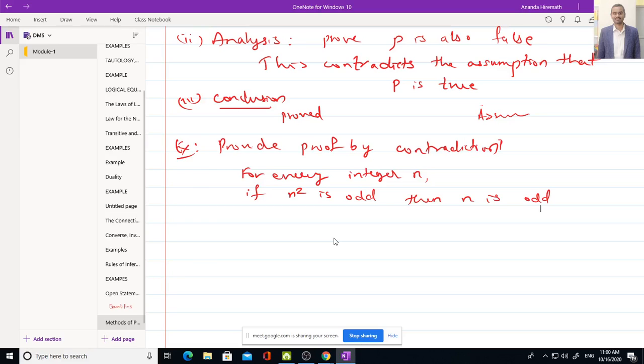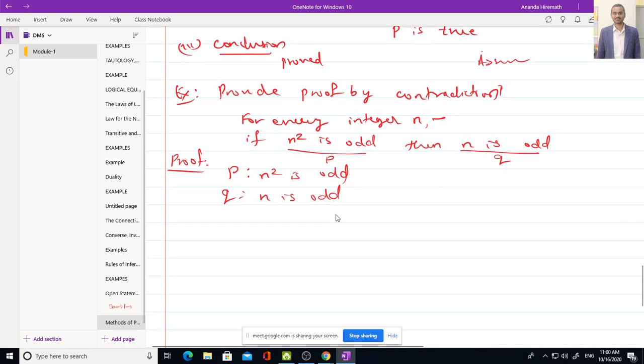Okay, here I'm going to explain proof by contradiction, where the given statement is: for every integer n, if n square is odd, then n is odd. So in this case, what is p? p is this: n square is odd, and n is odd is q. p is n square is odd, whereas q is n is odd.